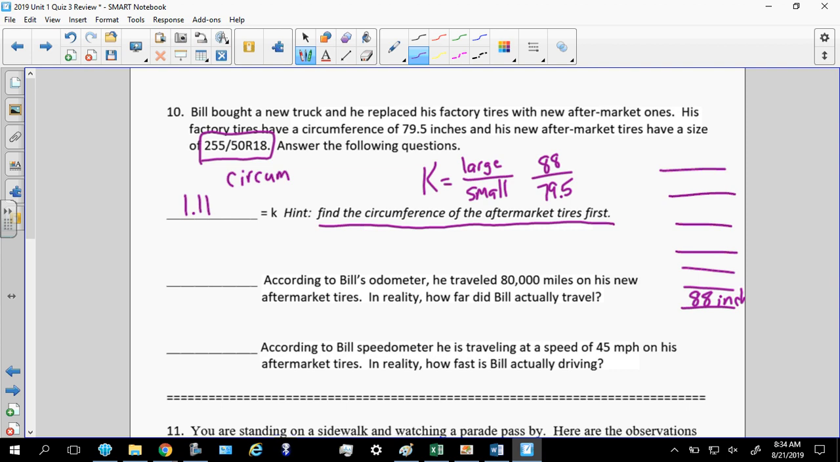Now, this was pretty much the easiest thing that we did when it comes to tires. According to Bill's odometer, he traveled 80,000 miles. Well, how far did Bill actually go? You have K, so multiply 1.11 times 80,000, and you get 88,800 miles. He's actually going 45 miles per hour. Again, you have K, so multiply this by 1.11, and you get pretty much as close as you can get to 50 miles per hour.